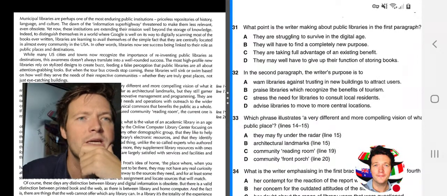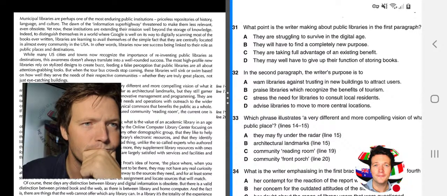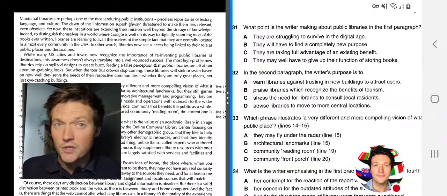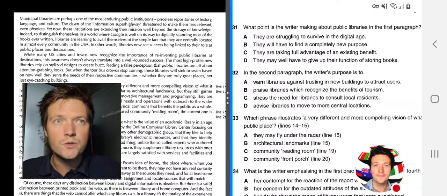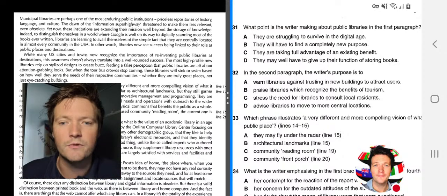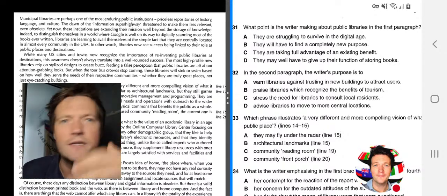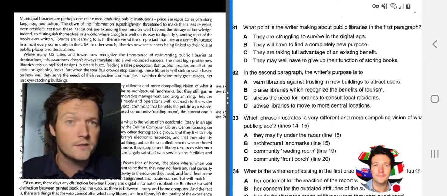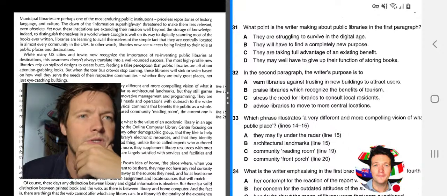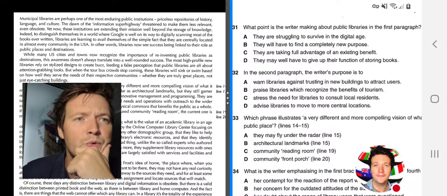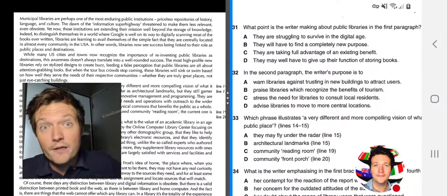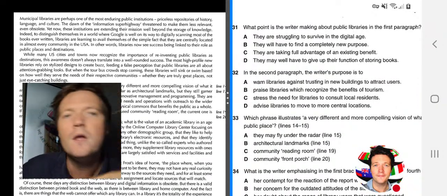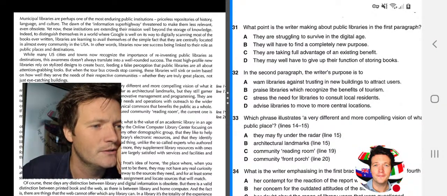So no, not B. C, stress the need for libraries to consult local residents. I don't think he says they need to consult them. I think he's saying that they need to serve a purpose, right? So I don't think he's saying that they need to sit down and speak to the local residents. They just need to realize, what do the local residents want? We need to serve that purpose. D, advise libraries to move to more central locations. No, they already are in central locations. Okay, let's have a look at the third question.